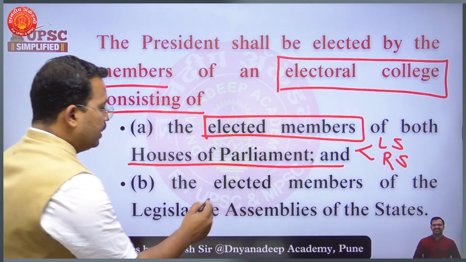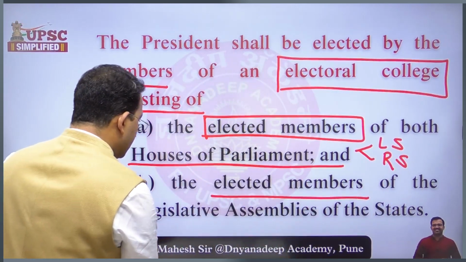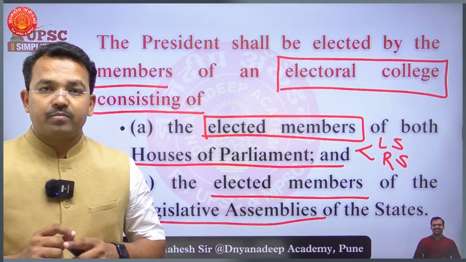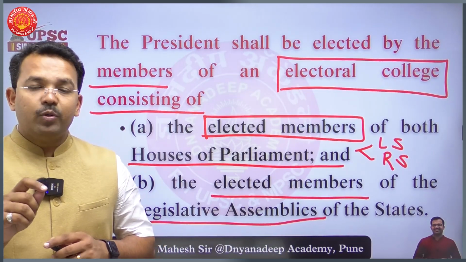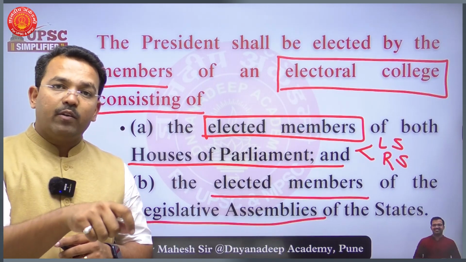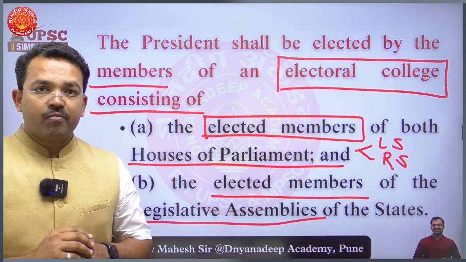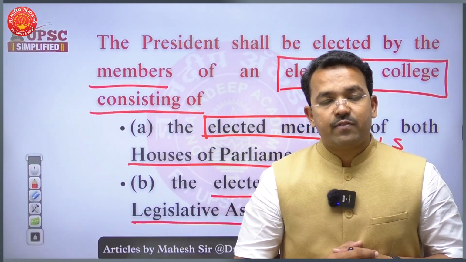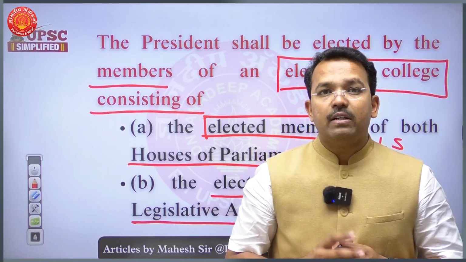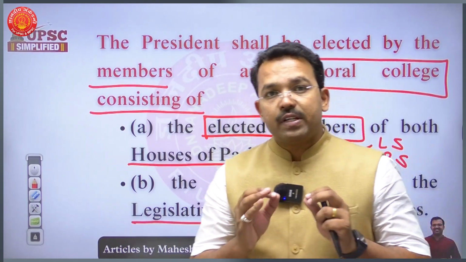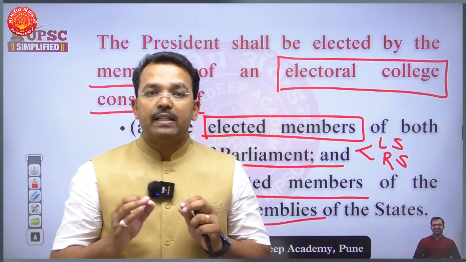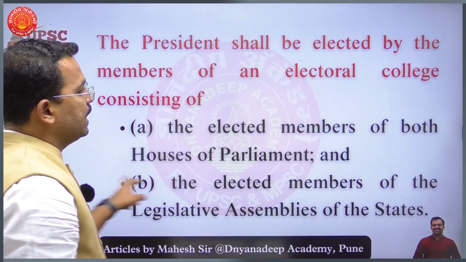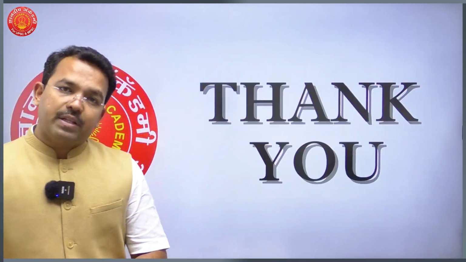The second part is the elected members of the legislative assemblies of the states, who will participate. It means an Anglo-Indian member nominated to a state legislative assembly will not participate. We have abolished the practice of nominating members to state assemblies from the Anglo-Indian community. And the most important thing, remember: members of the state legislative council do not participate in the presidential election. This is very, very essential.